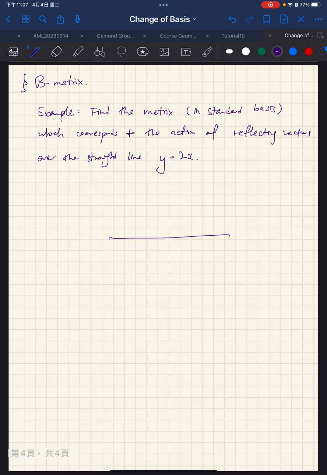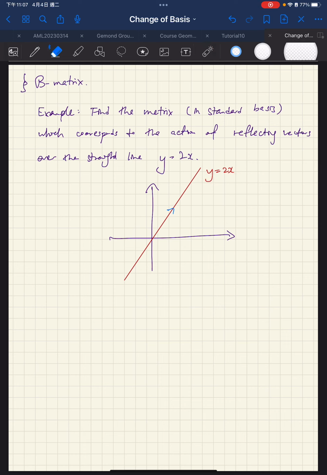So what is this question? Let me draw you the picture, then you will be much clearer. So now you have a line y equals 2x. Okay, and then you want to reflect things. When you have something like this, then you want to get something like this. So this is an action, and you want to find the matrix. Difficult, extremely difficult. Let's try to find something we are sure about. For example, if it's on the line, let's find a vector which is on the line. So y equals 2x, that means y is 2 times x.